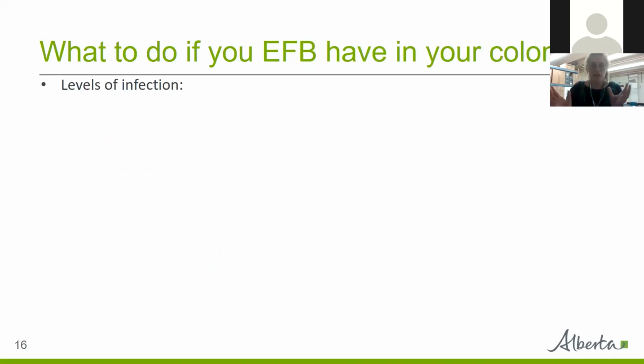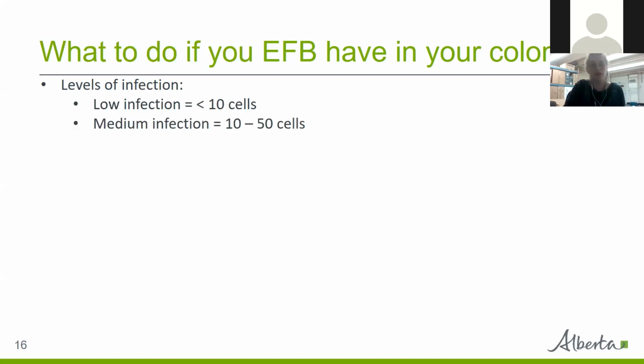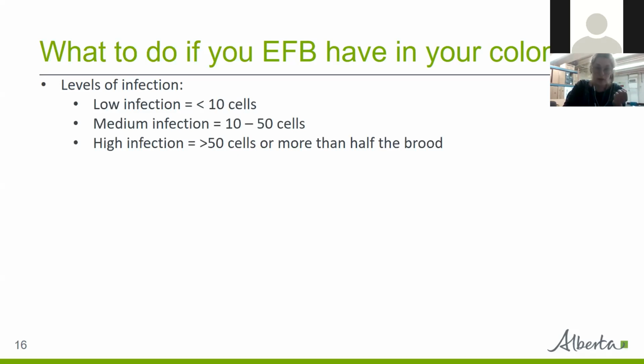So we classified it, just so everybody knows, because this is a new disease or a new strain for us, we're trying to classify the infection levels. So if you have less than 10 cells in your colony, we're saying that's a low infection. And if they're all on one frame, we would just ask you to remove it and burn the frame or dispose of it. A medium infection is 10 to 50 cells, and then a high infection is over 50 cells, or if more than half the brood is infected.